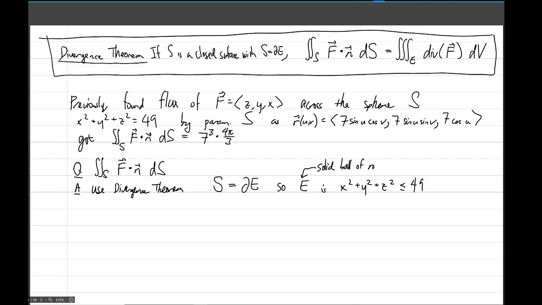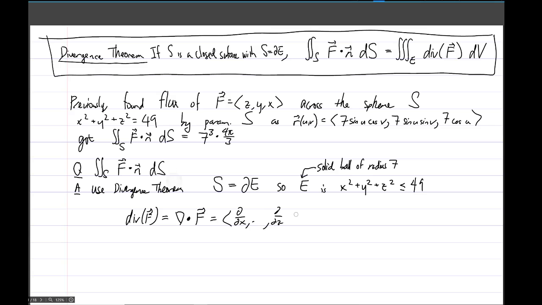of radius 7. And the boundary is S, the sphere that we dealt with in the previous problem, back on the other day when we were first looking at flux. So here's the thing. To use the theorem, we know what E is. It's a solid sphere. We need the divergence of this vector field. The divergence will be the dot product. So just as a reminder, we've got partial derivative with respect to x, partial with respect to y, partial with respect to z.